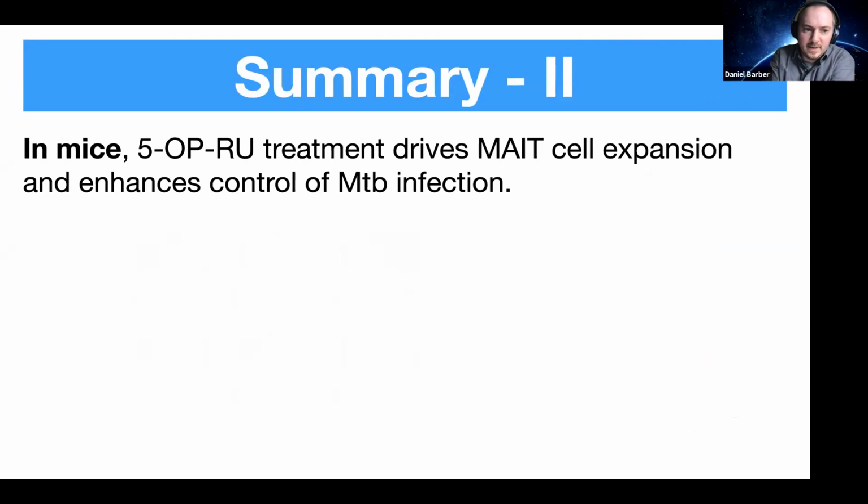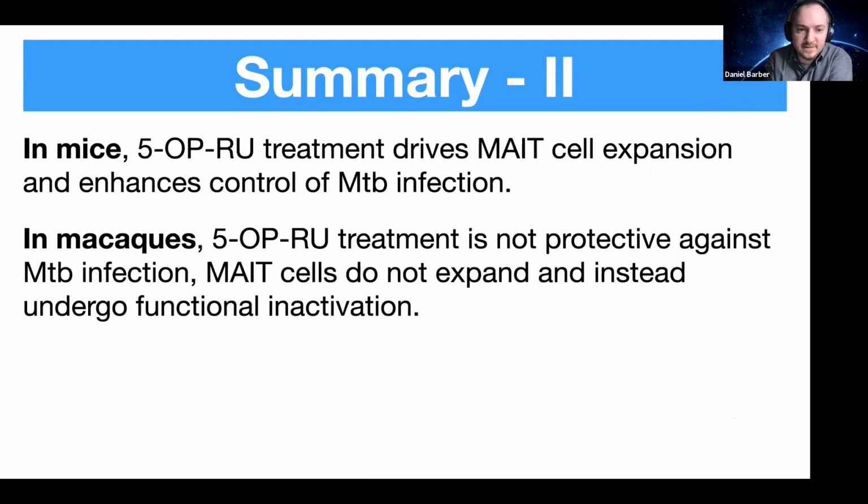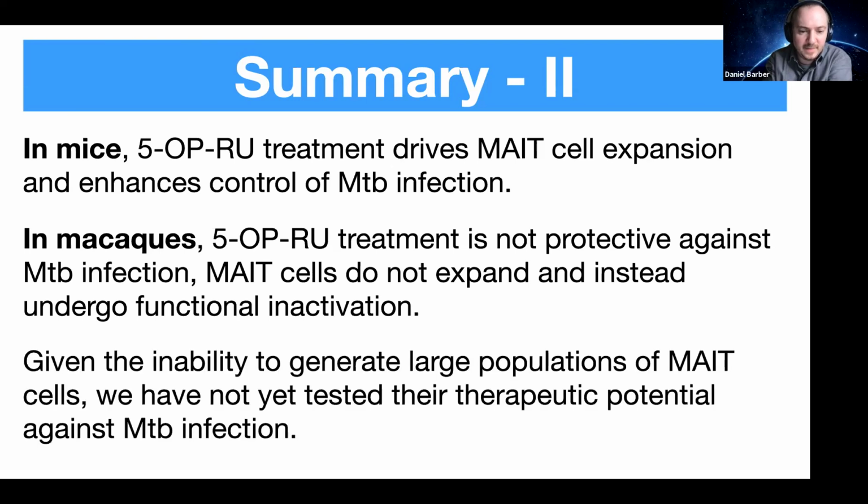Okay, so just to summarize this last part of the talk. In mice, 5-OP-RU treatment really gives spectacular MAIT cell expansion and drives bacterial loads down, in a mechanism that we think is primarily IL-17 dependent. In macaques, 5-OP-RU treatment was not protective at all, maybe even killed a few macaques through this weird lymphadenopathy we saw. But what happened to the MAITs is they didn't expand at all, and instead they underwent a functional inactivation that PD-1 could only explain a small part of.